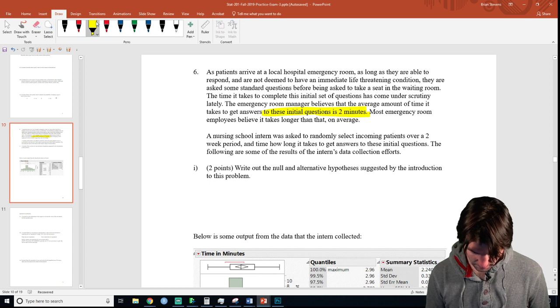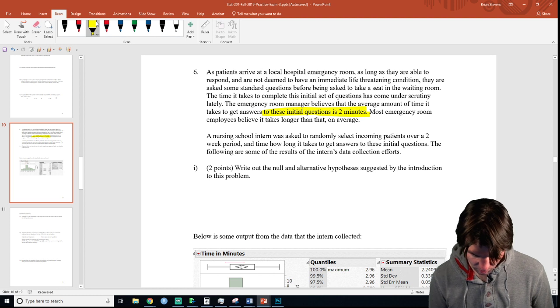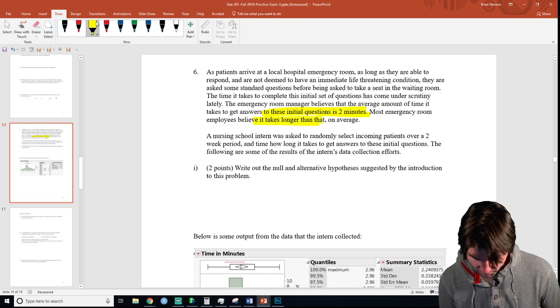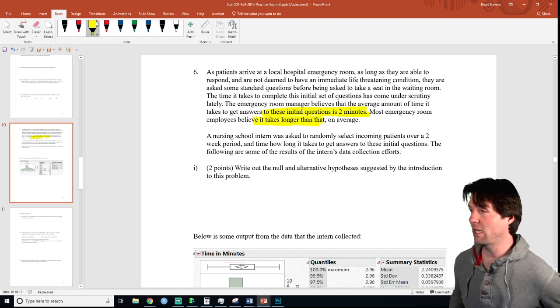As long as they're deemed non-appropriate, they're asked in the waiting room. The time it takes to complete the initial question has come under scrutiny. The emergency room believes that the average amount of time it takes to get the questions answered is 2 minutes. Wait, here it is. Most emergency room employees believe it takes longer. Boom. That is a key word right there.